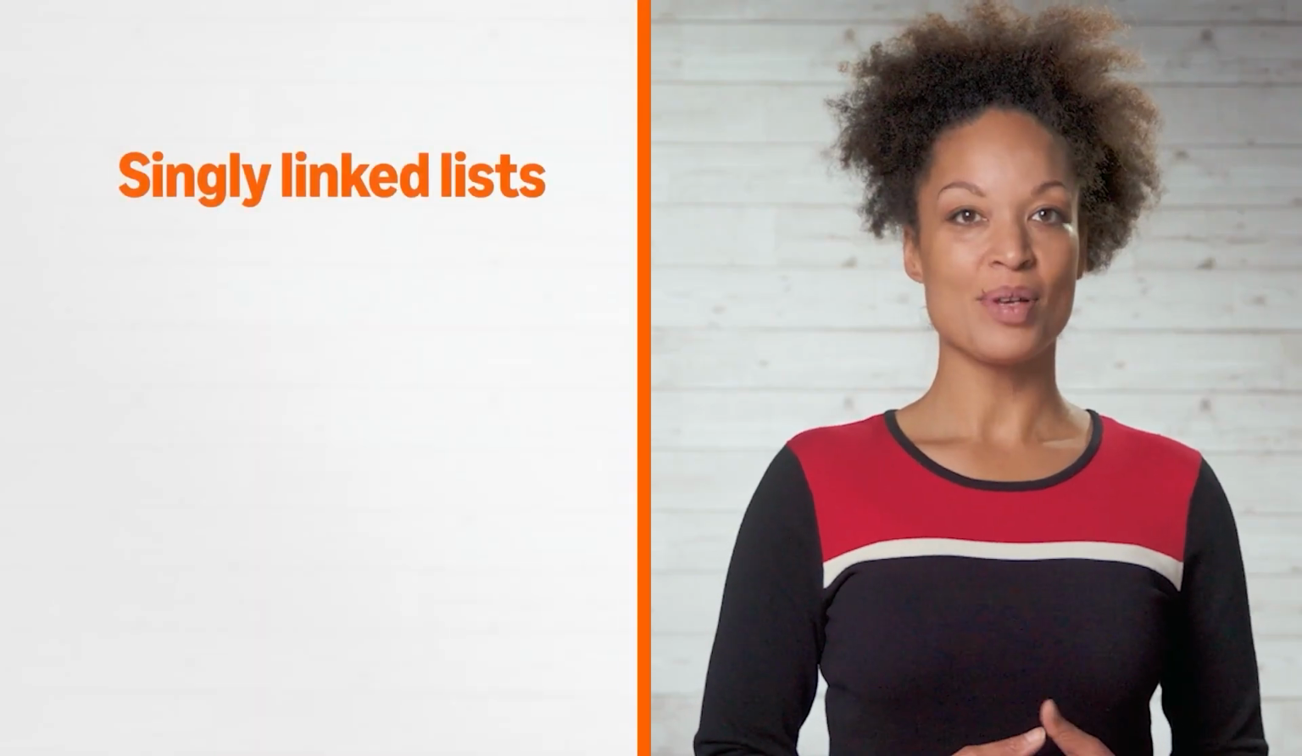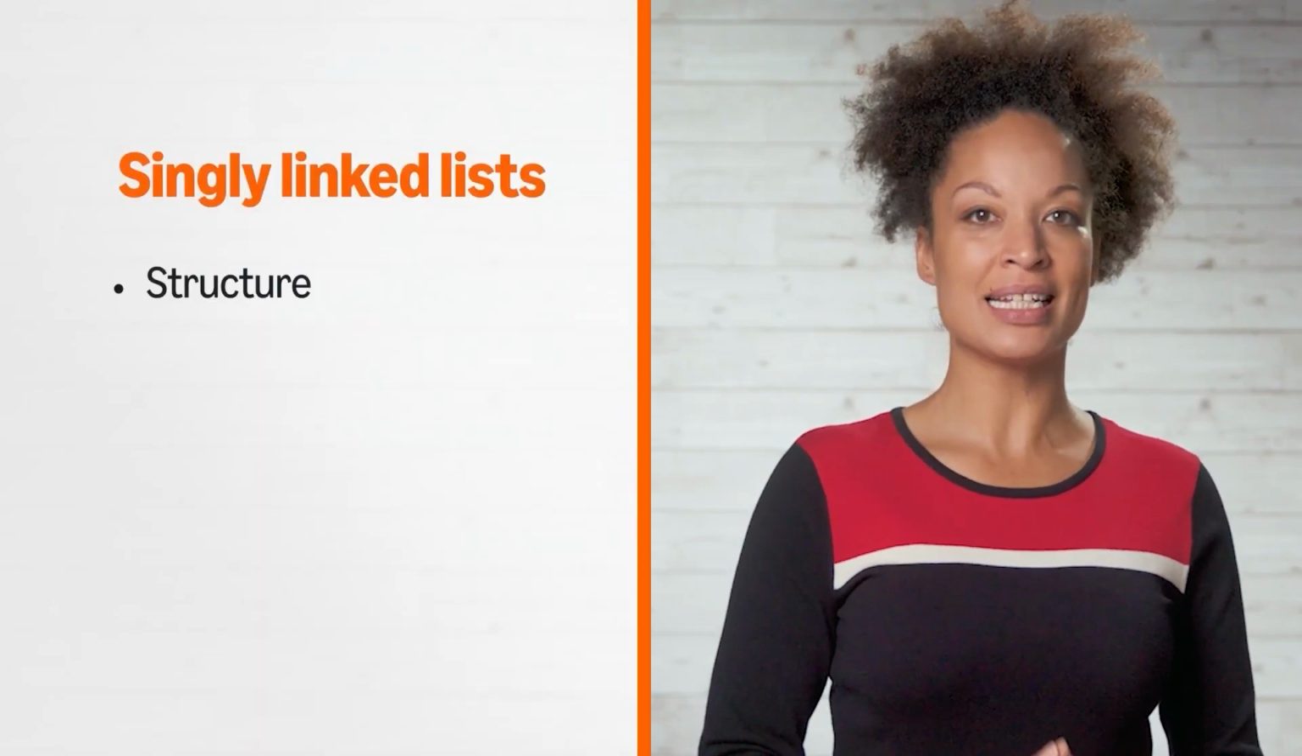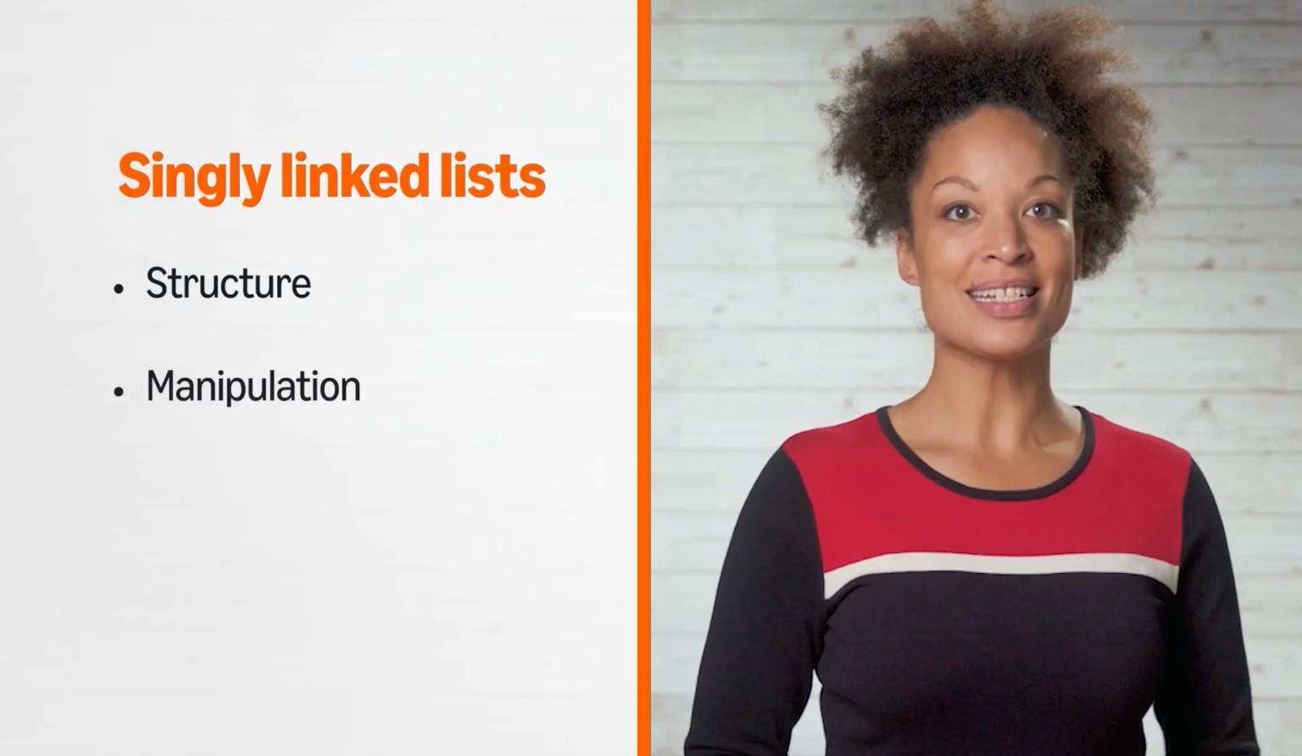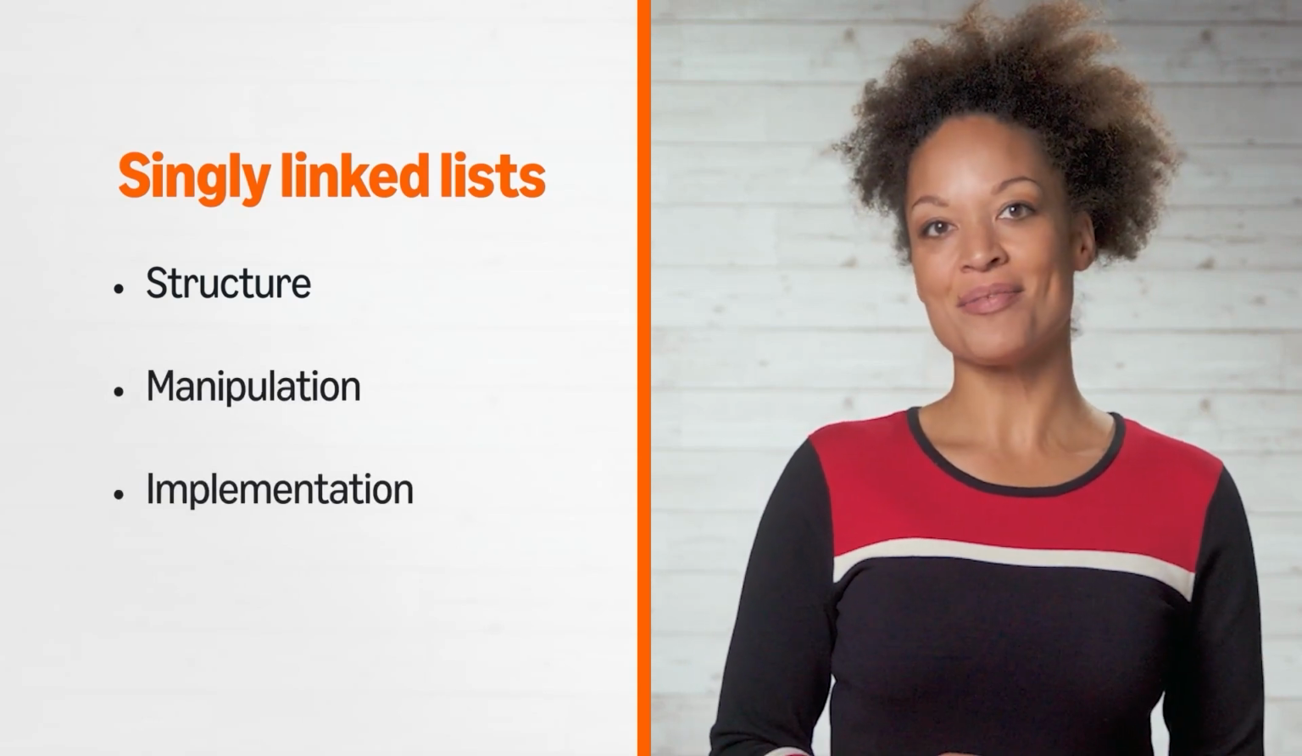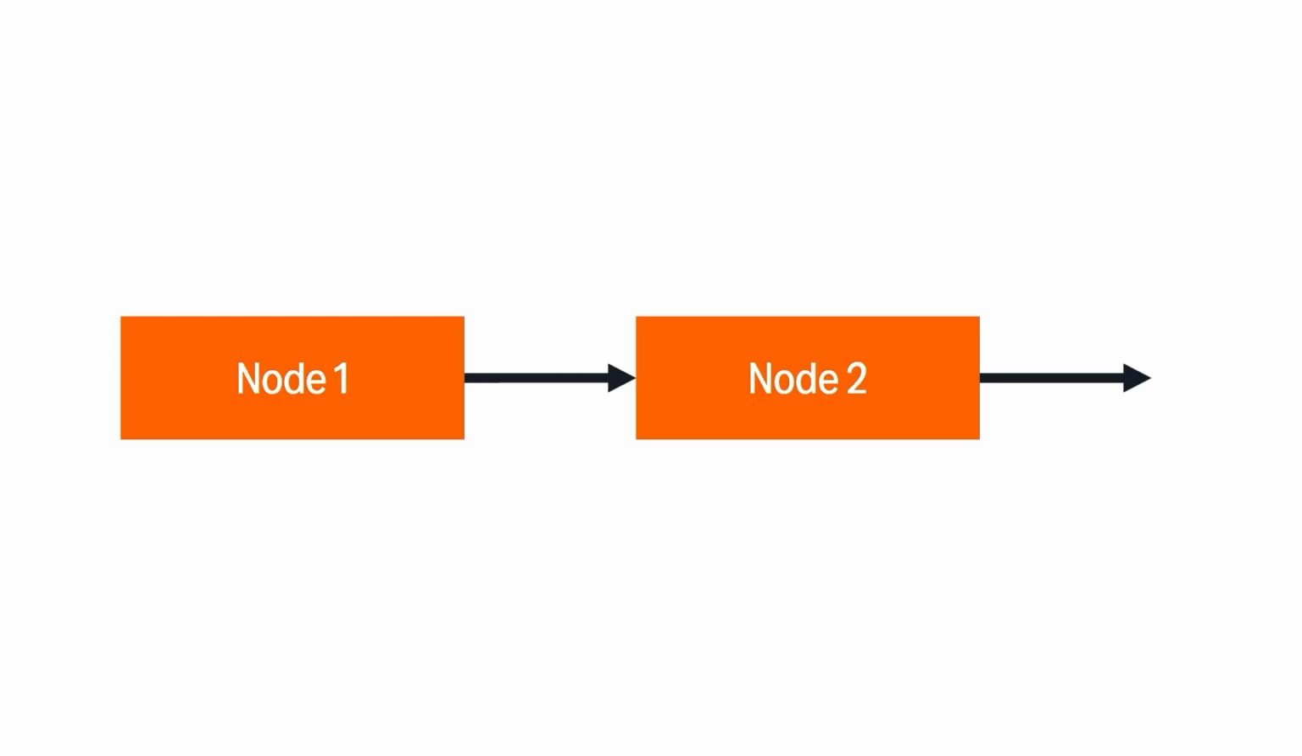In this video, you'll explore the structure of singly linked lists, how they're manipulated, and how they're implemented in Java. First, a singly linked list is a data structure where elements are arranged in a linear sequence. But unlike arrays, they aren't stored in consecutive memory locations.